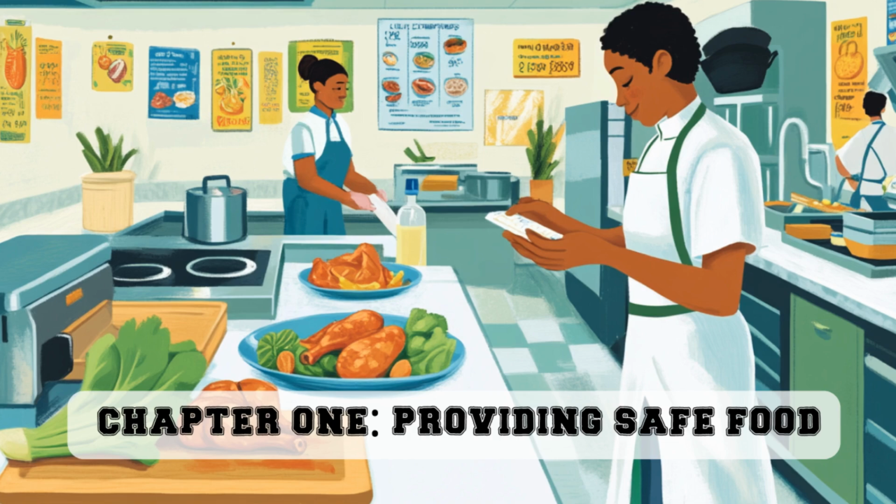Question 10. Which of the following is not a major risk factor for foodborne illness? A, using unsafe food sources. B, correct cooking. C, inadequate temperature control. D, poor personal hygiene. Correct answer, B, correct cooking. Correct cooking is not a risk factor, but a preventative measure that ensures pathogens are killed, making food safe.